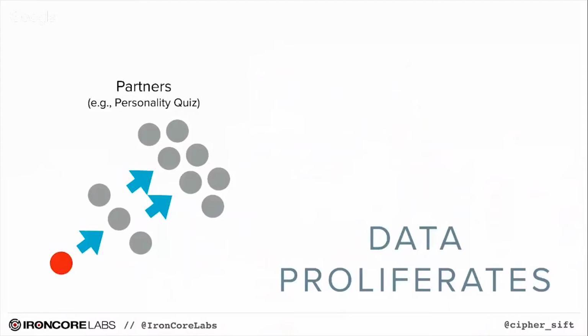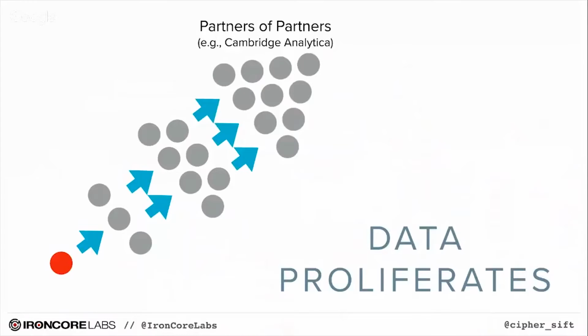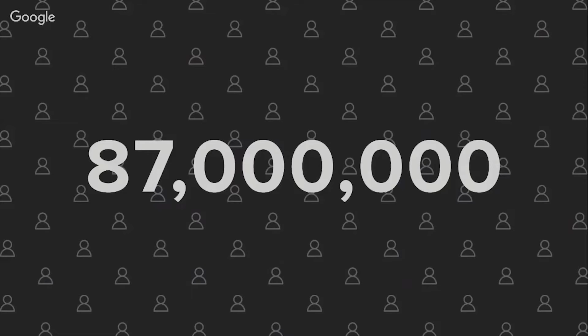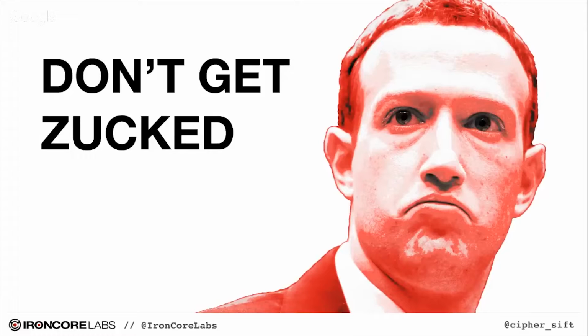Now, it not only captured information about that individual user, but also about all of those users' friends. Then it packaged up all of that data and sent it to Cambridge Analytica, who then used this data to potentially influence and sway an election. This affected 87 million people. So the moral of the story is, don't get sucked in.